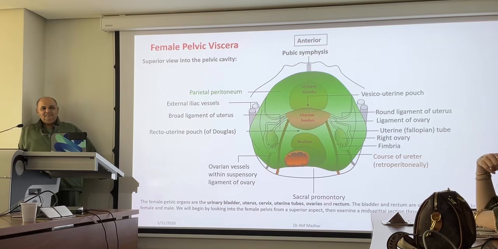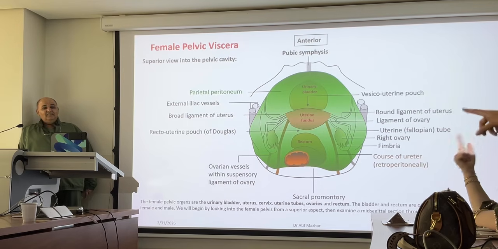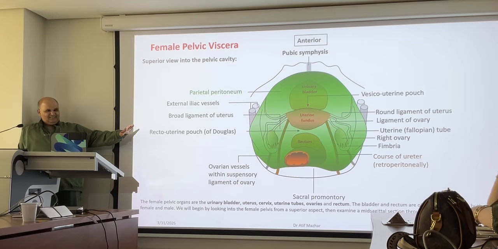Are you fine? Yes. Doctor, where's the ligament of the uterus? Which one? The broad ligament. The round ligament? Broad. Broad, I have a lot of images, don't worry. We're spending time with that. Don't worry.